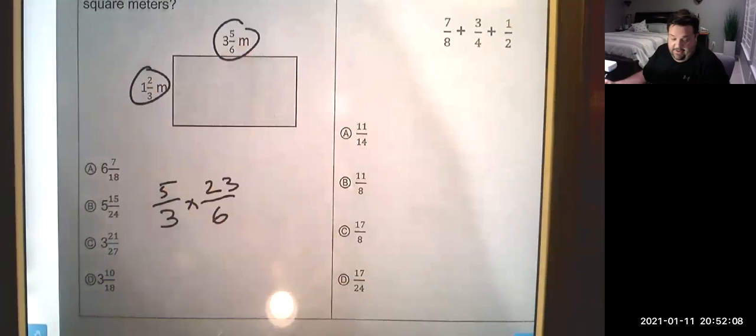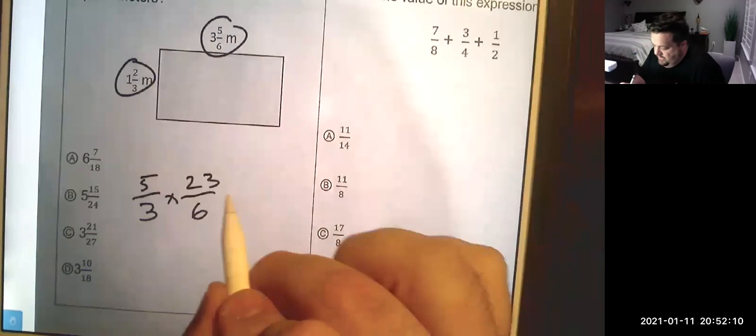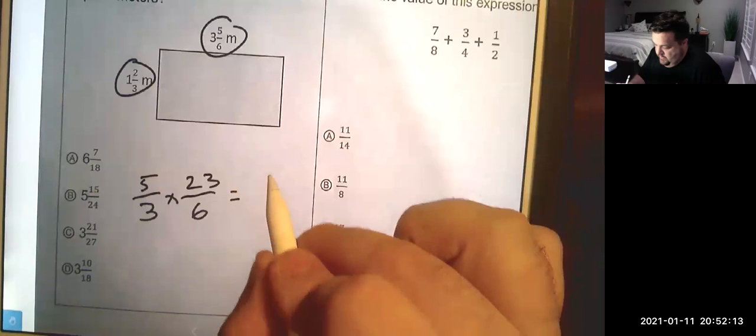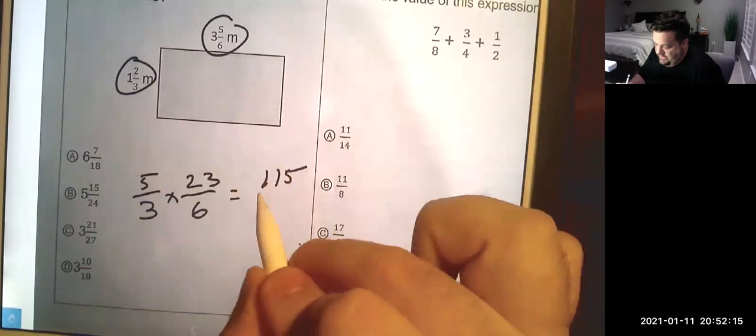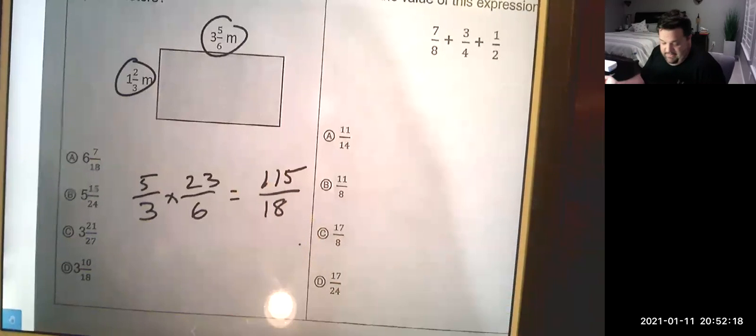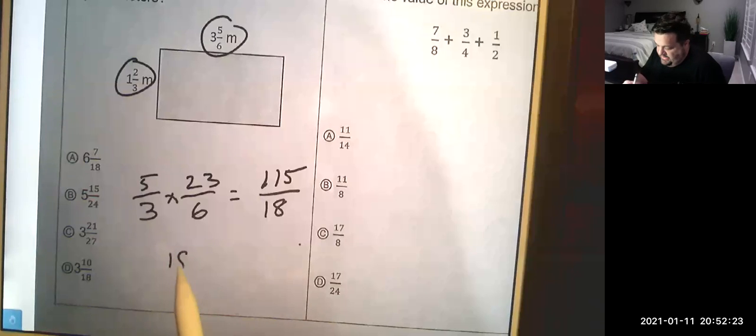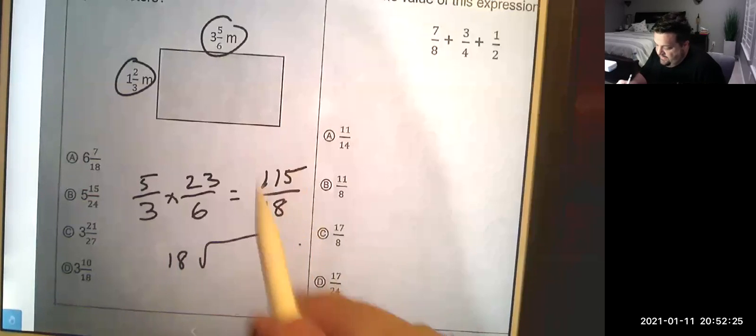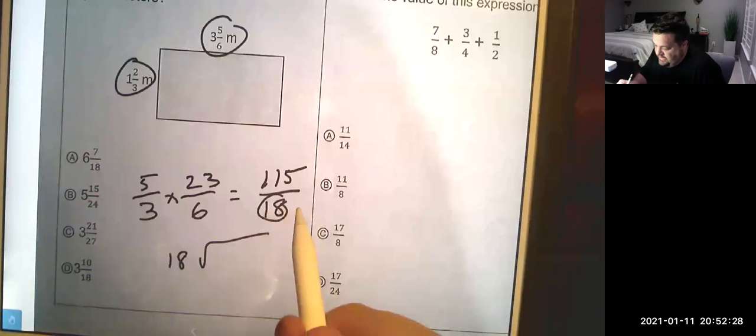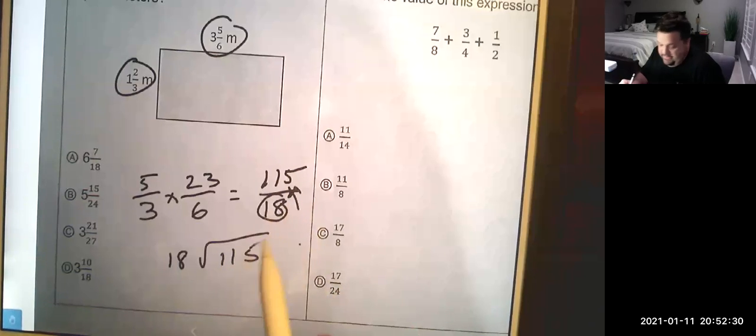And we know we're multiplying, right? So if we multiply this straight across, you would get 115 over 18. That's not one of our choices. So then you've got to go 18. And remember, a fraction is just a division problem, right? This 18 goes into the 115. It doesn't go into the 1, doesn't go into the 11. It goes in, let's try. I look over here, it's got to be 6 or 5. So let's try the 6.